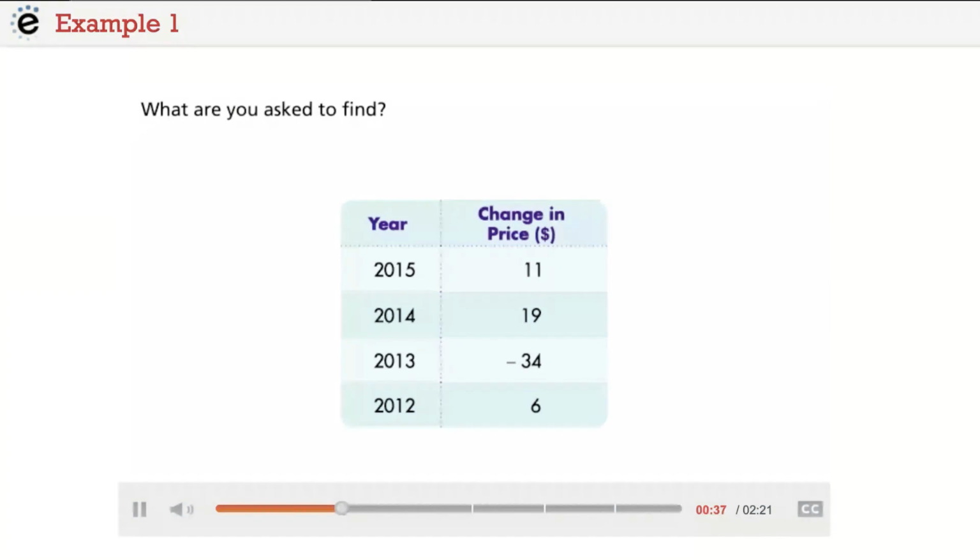What are you asked to find? All right, for this question, we're looking for the years that have the greatest change. So if you're unsure how to read this chart, basically they're saying in 2012, there was a change in price of $6, positive $6. In 2013, there was a change in price of negative $34. And you just heard that student say that positive means increase and negative means decrease, which means that in 2012, the price increased by $6, and in 2013, the price dropped by $34, and so forth and so on.